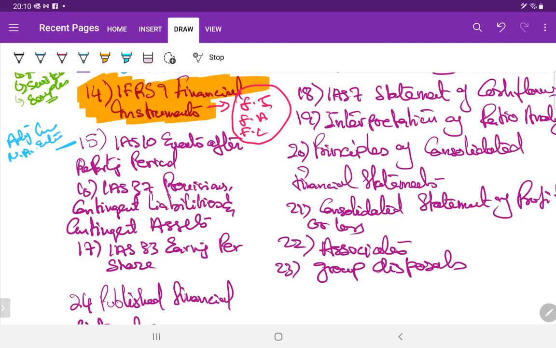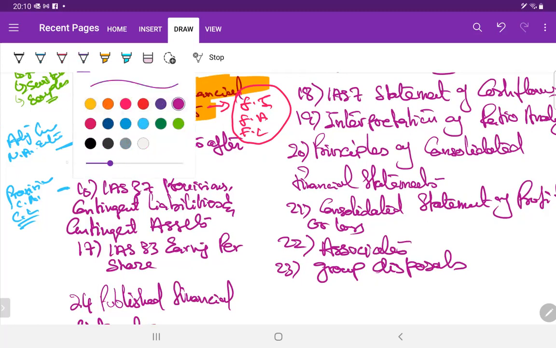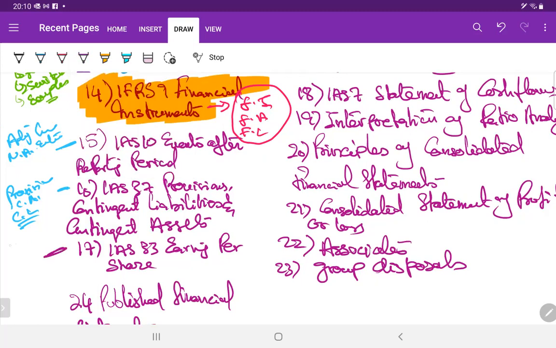In IAS 37, provisions, contingent liabilities, and contingent assets, we will cover what is a provision, what are contingent assets, what are contingent liabilities, all that sort of stuff. And then IAS 33 earnings per share. Again, one of the easiest standards which we will cover. What is earnings per share? How to calculate it? Also, what is diluted earnings per share. All of these details will be covered in this session.